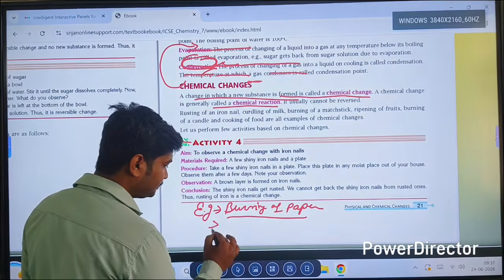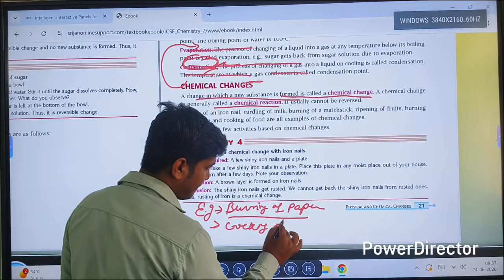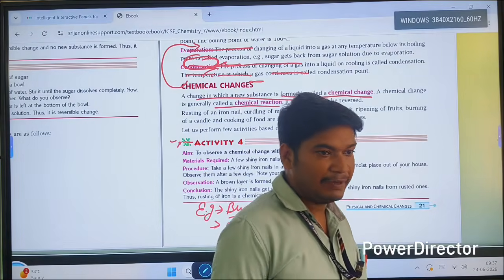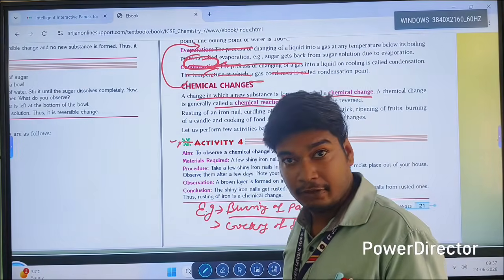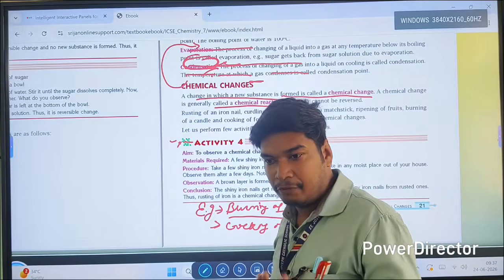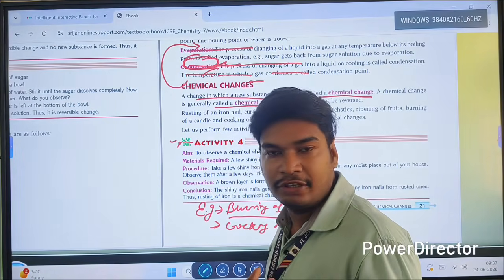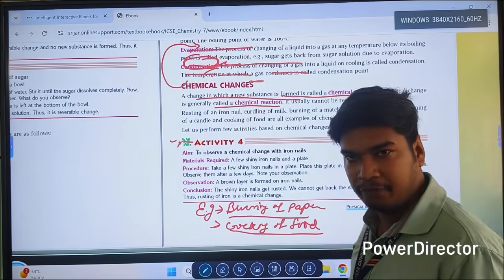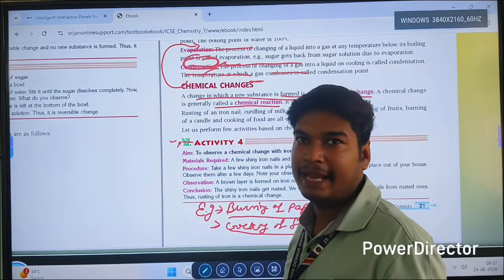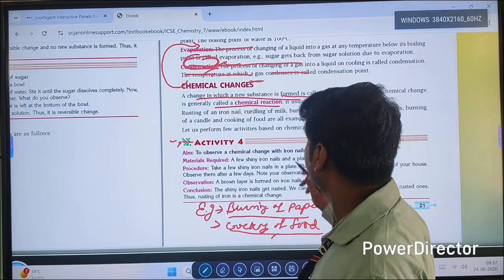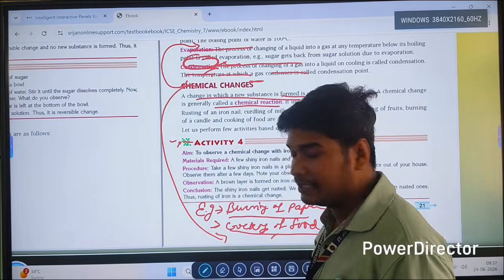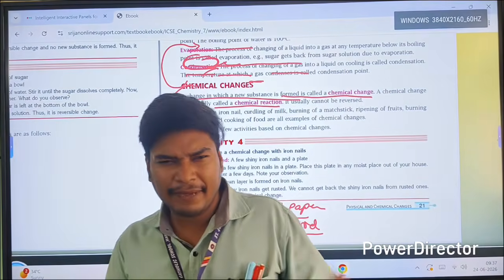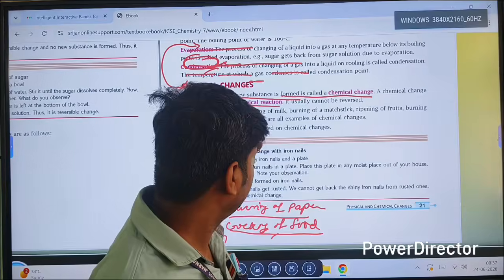Okay, cooking of food. After cooking of food, what we will get? A new tasty food. Okay, a new substance will form, because before that you cannot eat the materials of food, but after cooking the new substance will form and again you can eat easily. So this comes under chemical change. These are the examples of chemical change. So cooking of food, burning of paper, burning of anything, okay, that comes under chemical change.